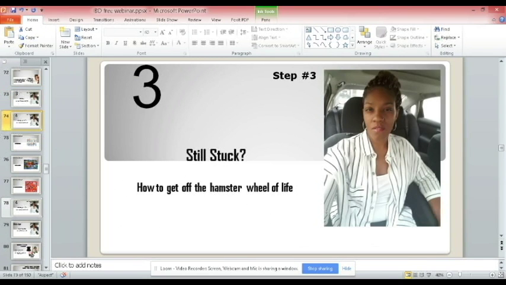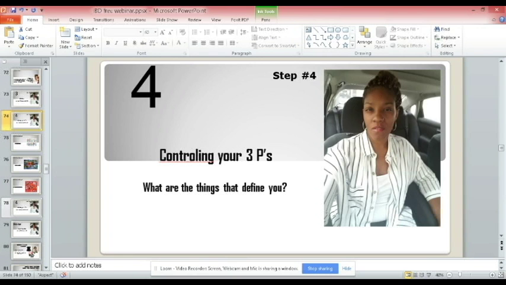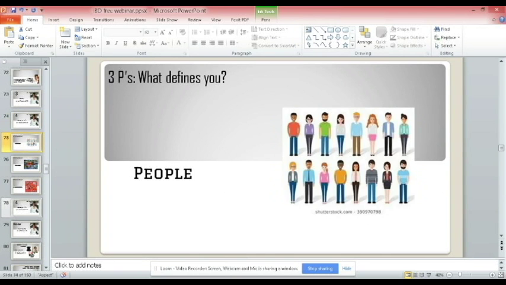Still stuck? Let's get off the hamster wheel. All right, so controlling your 3 Ps. What are the things that define you?